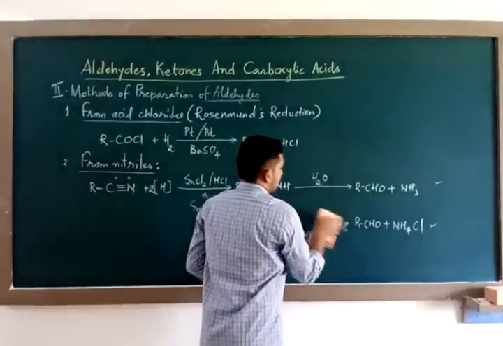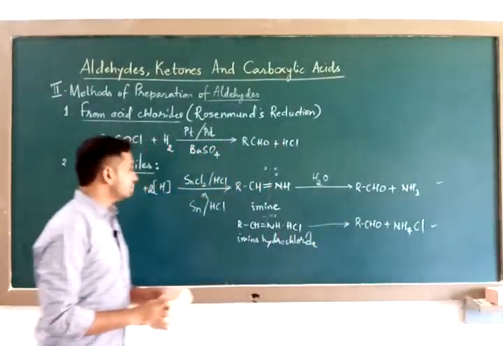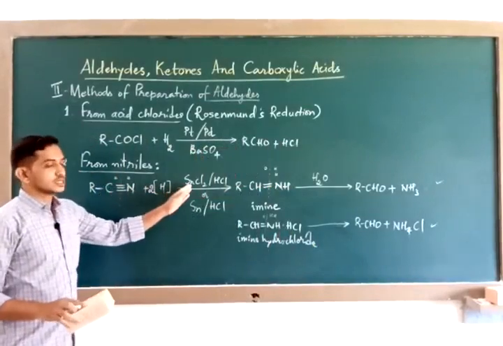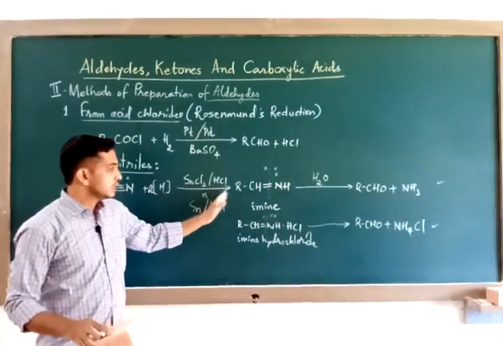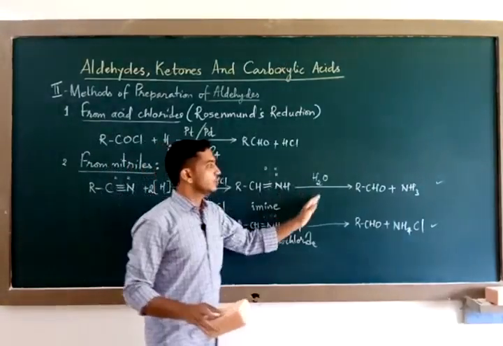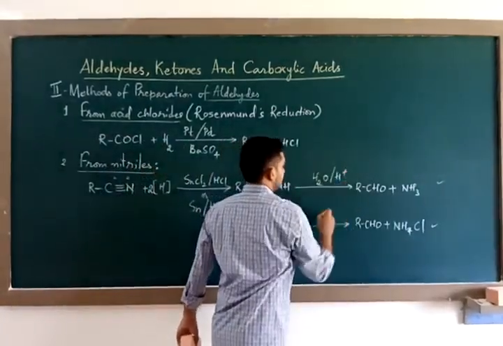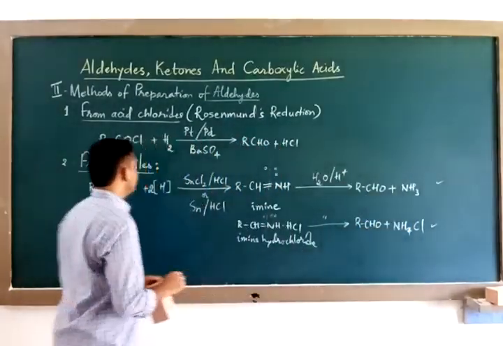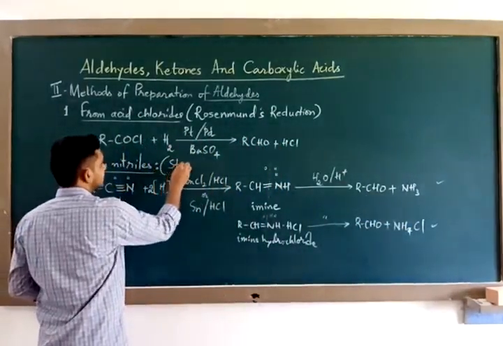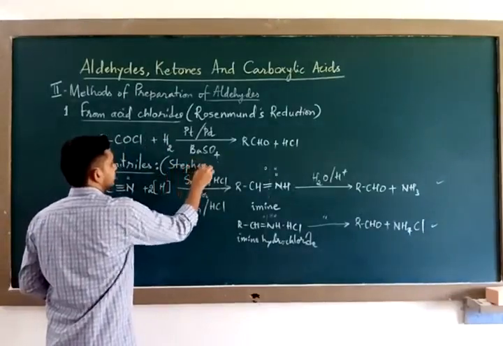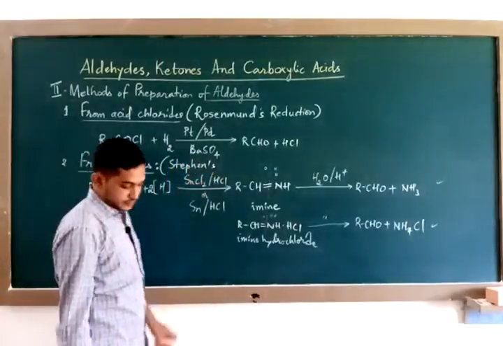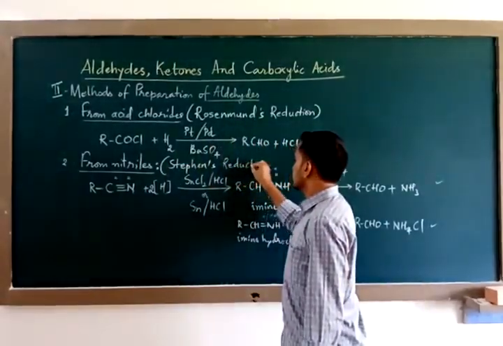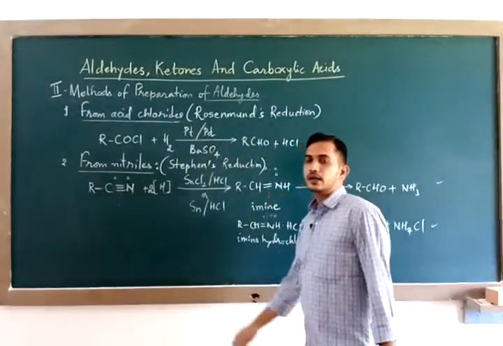So, how do you represent this in statement form? Whenever nitriles are reduced in presence of stannous chloride and HCl, imines are obtained whose hydrolysis in acid medium will give you aldehydes as product. Now this reaction was given by a scientist, Stephen. It is also a named reaction. Therefore, it is called Stephen's reduction.